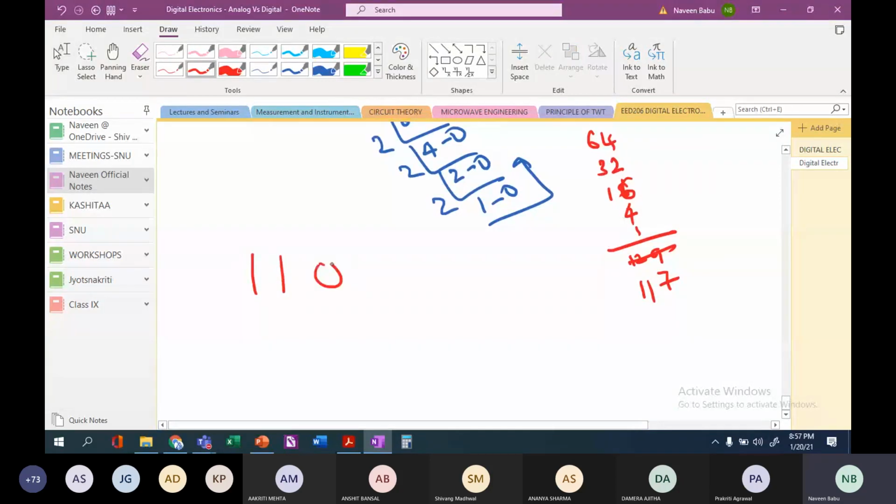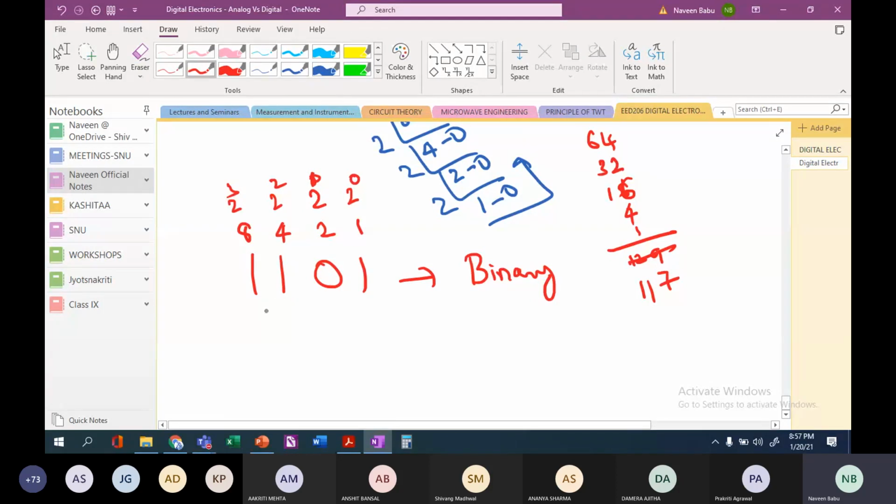Say 1101 is given. This is a binary value. If you want to convert it to decimal, what is the positional weight of the least significant bit? It is 1. Then this is 2, 4, and 8. How did you get this? This is the 8421 number system. You got this from the positional weights of 2: 2 power 0, 2 power 1, 2 power 2, and 2 power 3.